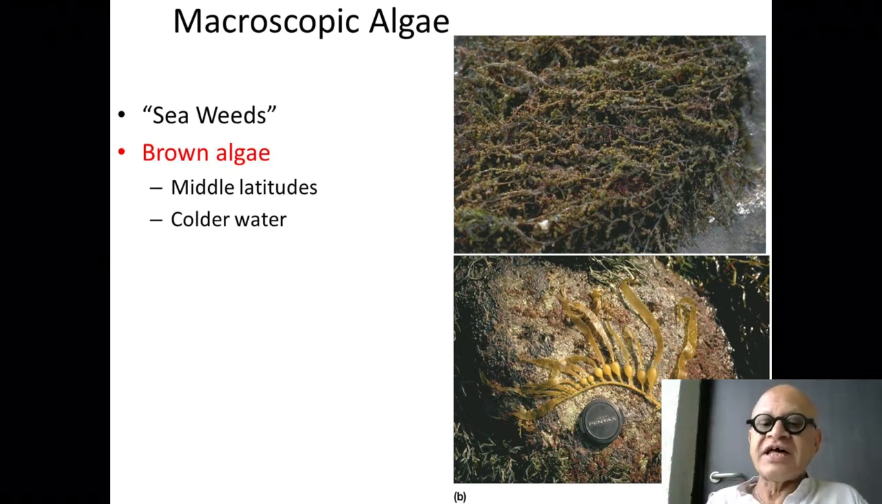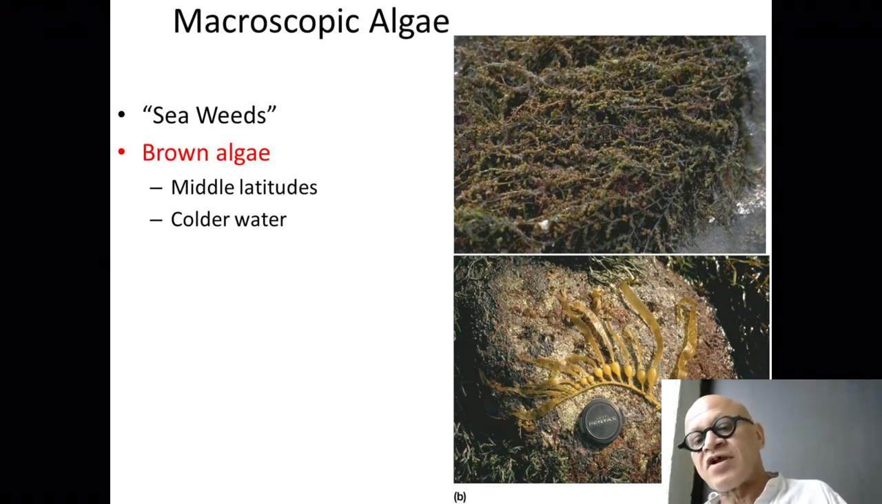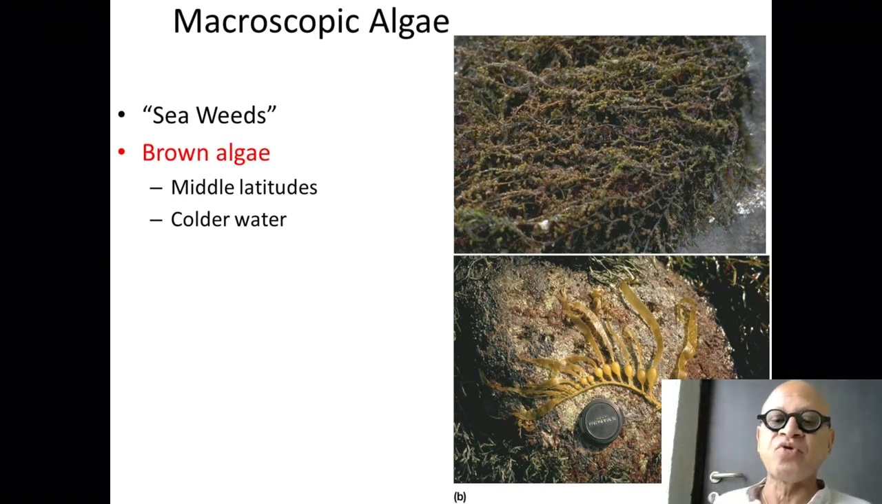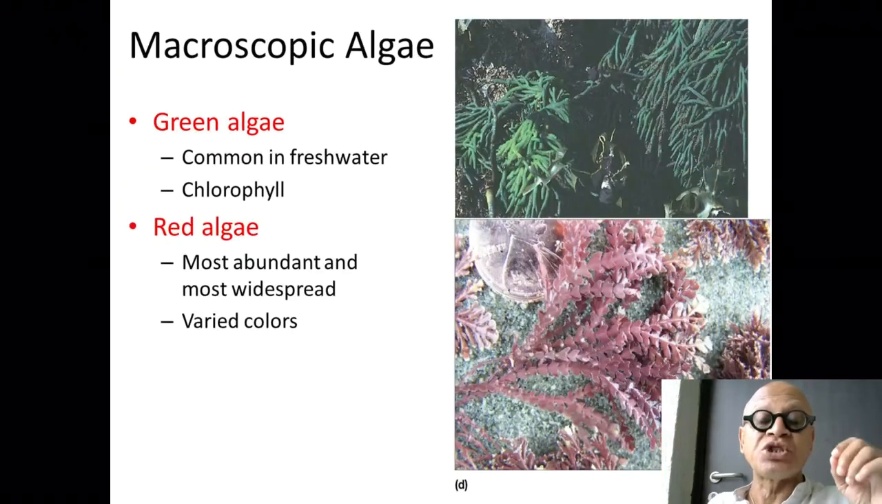So here is a size for reference. There is a cap of a camera put next to this big macroscopic algae. So brown algae typically occur in colder mid-latitude waters. It basically has to do with the color of the pigmentation that's used for photosynthesis. Green algae are more common in fresh water, and they obviously have high chlorophyll.